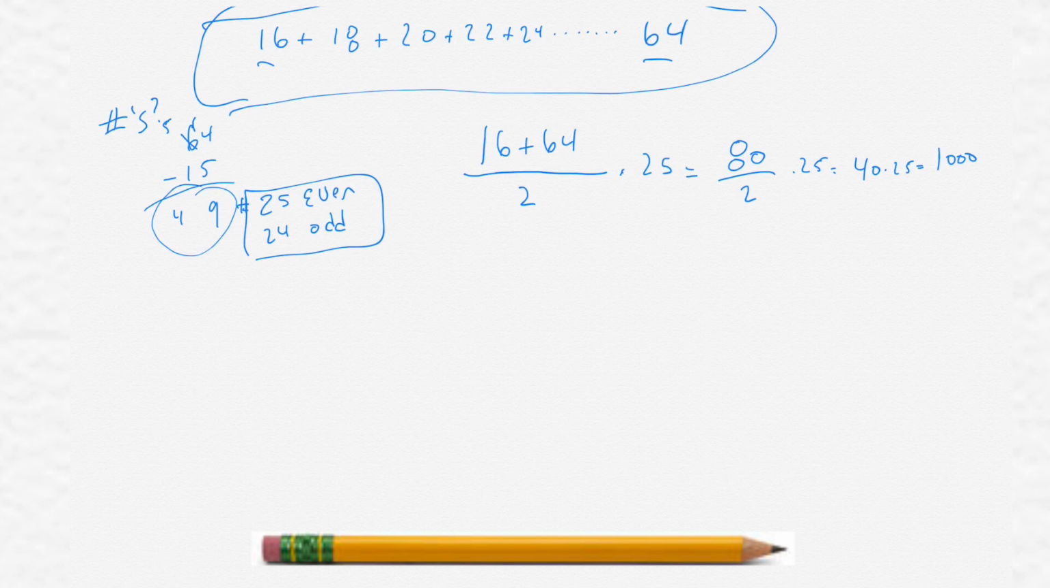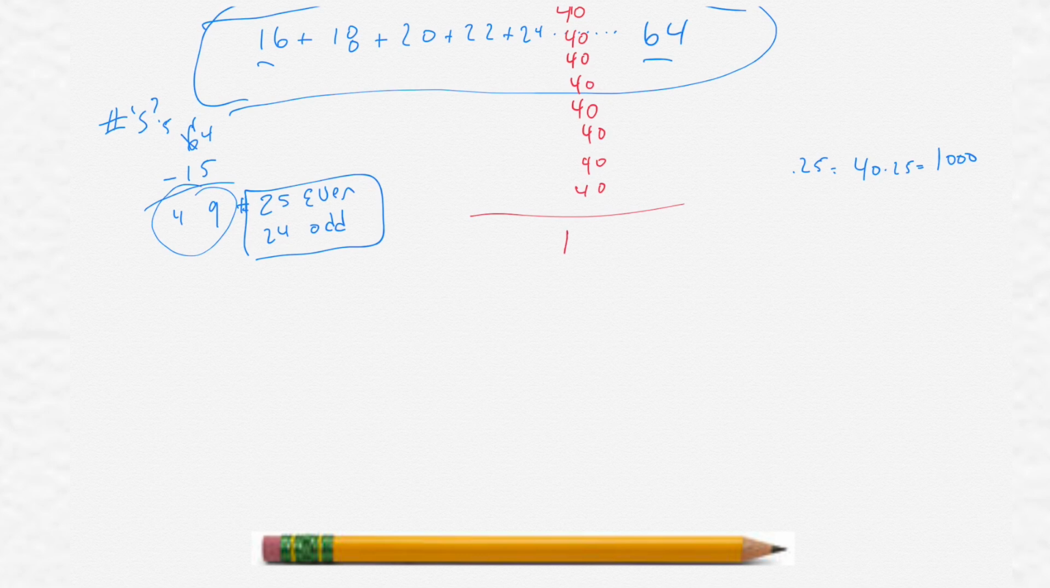And once again, the average of that, if you take 16 plus 64, that's 80 divided by 2, the average of that sequence is 40. So what we did in essence is we just added 40 25 times because there's 25 numbers. So that's essentially what we did. That's why the formula works. Okay, let's try this one.